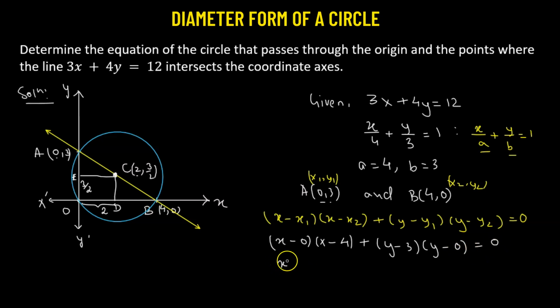Now we get x squared plus y squared minus 4x minus 3y equals 0. And this is going to be the required equation of the circle, which meets the criterion that it passes through the origin and it passes through the x-intercept and the y-intercept of the line given by the equation 3x plus 4y equals 12.